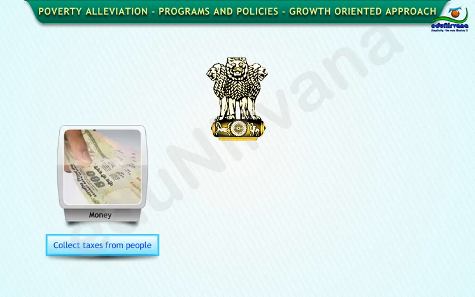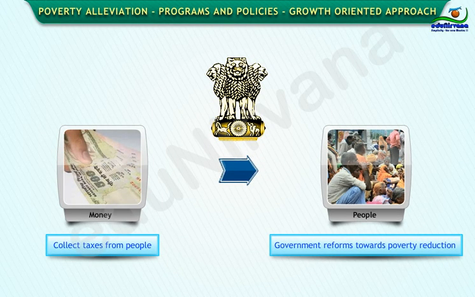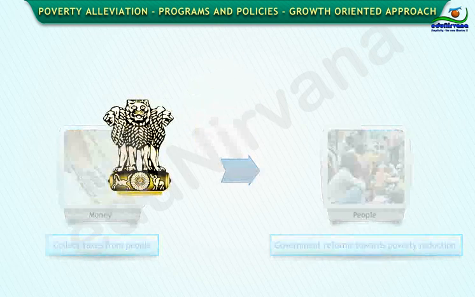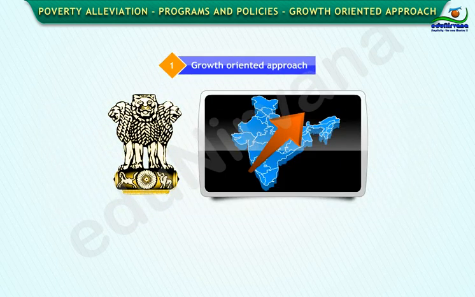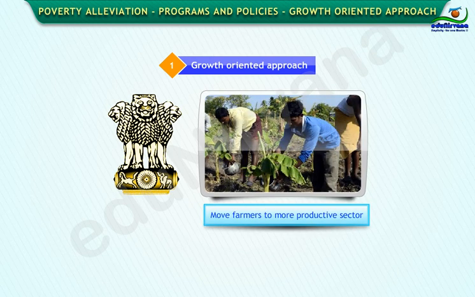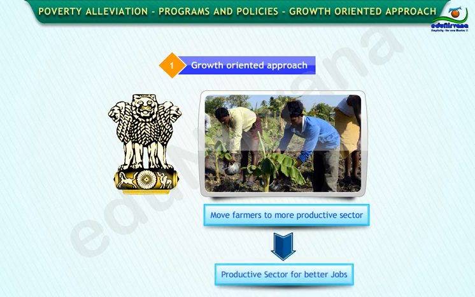Similarly, government collects taxes from all of us, and one of the major focuses of its spending is towards poverty reduction. Government's approach to poverty reduction has three dimensions. The first one is growth-oriented approach, the limitations of which we have already discussed. The key initiative that government is taking in this direction is to move farmers to more productive sector.